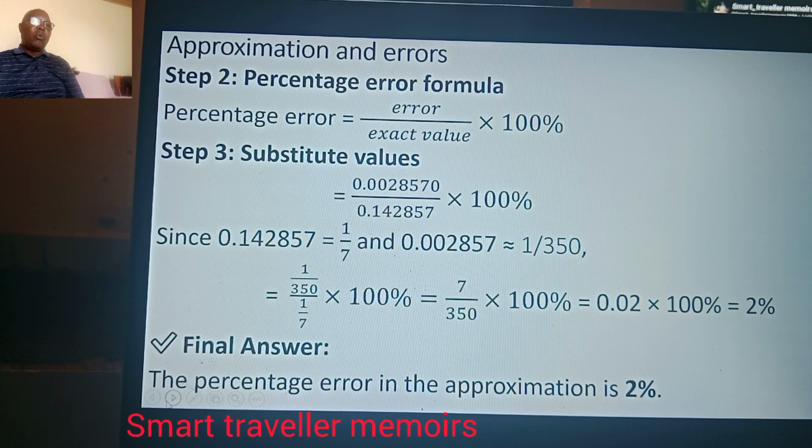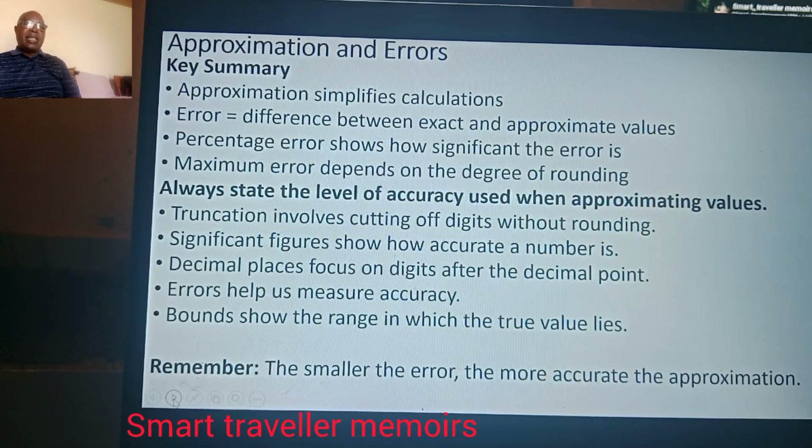Since 0.142857 equals 1/7 and 0.002857 is approximately 1/350, this is equal to 1/350 over 1/7 times 100%, which simplifies to 7/350 times 100%, which is 1/50 times 100%. And this becomes 0.02 times 100%, which is 2%. Therefore, the final answer, the percentage error in the approximation is 2%.